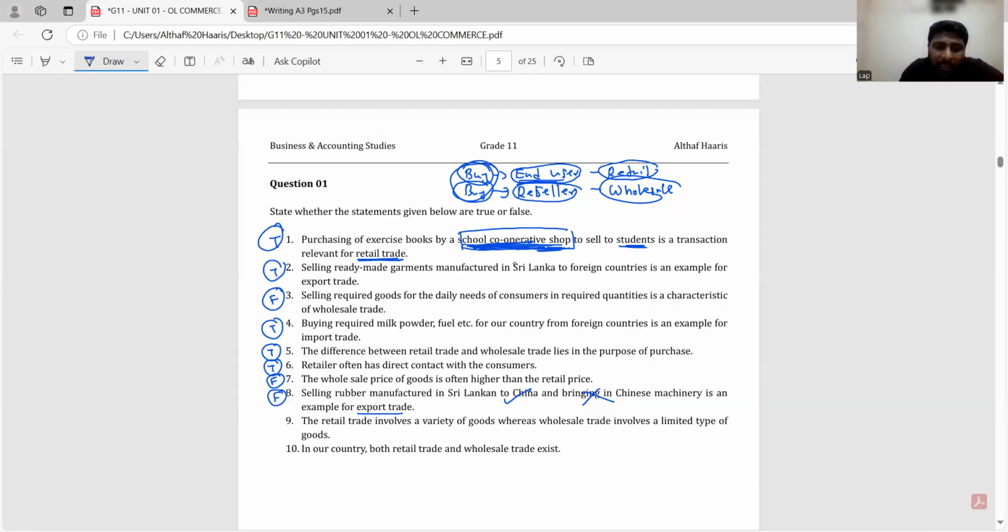Retail trade involves a variety of goods, whereas wholesale trade involves a limited type of goods. Yes, in a supermarket a lot of items are there, but the carrot seller has only carrots. In our country, both retail trade and wholesale trade are there. So these are your answers.